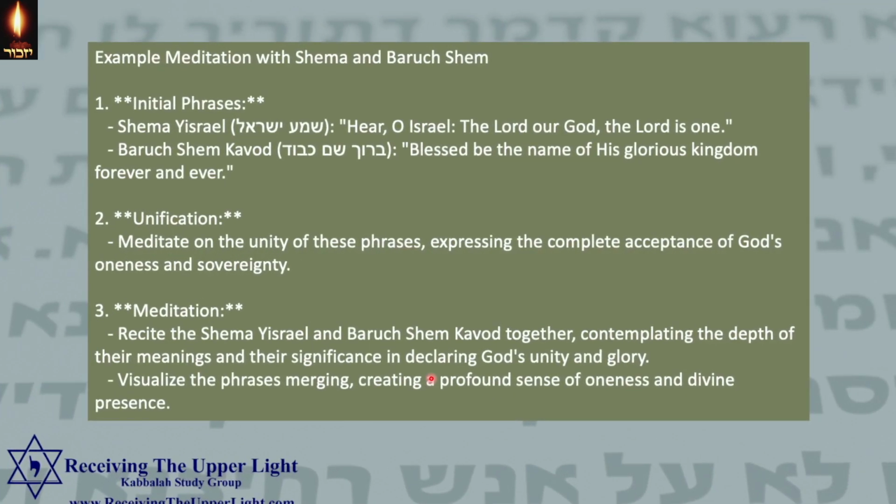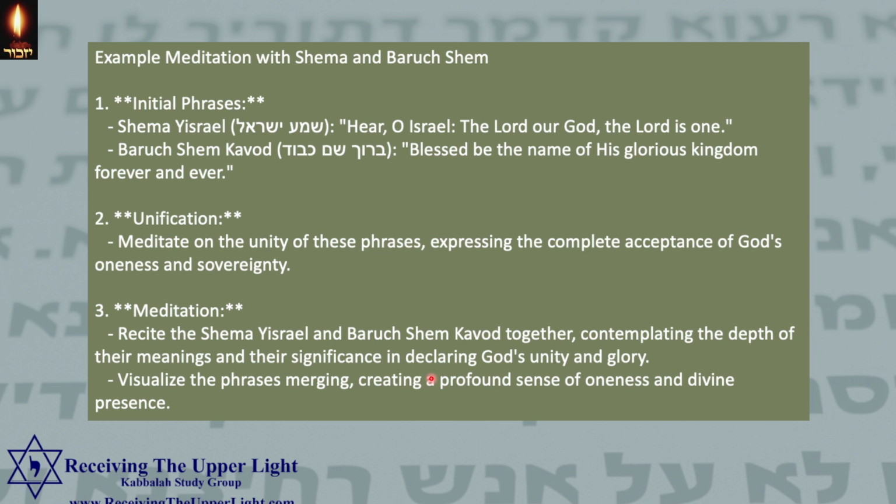Example of meditation using the Shema and the Baruch Shem, which we talked about before. So the initial phrases, for example, Shema Yisrael, Hear, O Israel, right? And Baruch Shem Kevod, blessed be the name of His glorious kingdom forever, Baruch Shem Kevod Malchuto Le'olam Va'ed, right? So we have these phrases, and we're going to make a unification. What we're going to do is meditate on the unity of these phrases, expressing the complete acceptance of God's oneness and sovereignty, as we mentioned before.